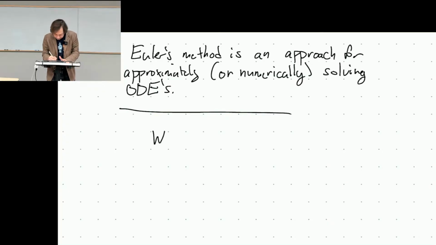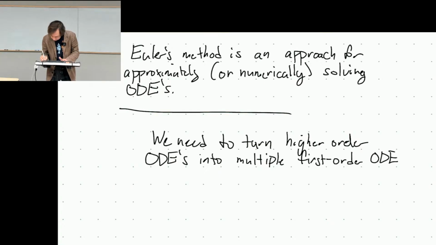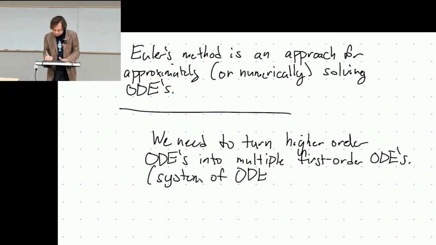So we need to turn higher order ODEs into multiple first order ODEs, what we sometimes call a system of ODEs. Okay? And the way that we achieve this is by adding more variables. Let me give you an example.